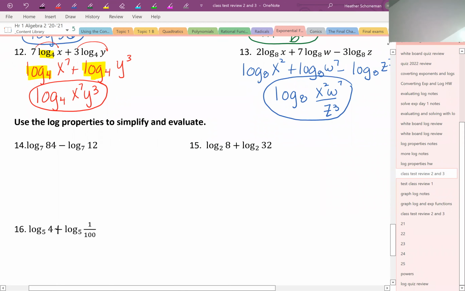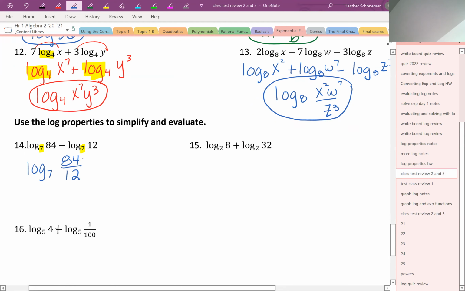Okay, number 14, we're going to use the log properties now to simplify and evaluate. So on number 14, we're going to look. There's no way that we can make this a base 10. So we're going to combine it together. And I'm going to have log base 7. Because it's minus, I'm going to combine it with division, 84 over 12.